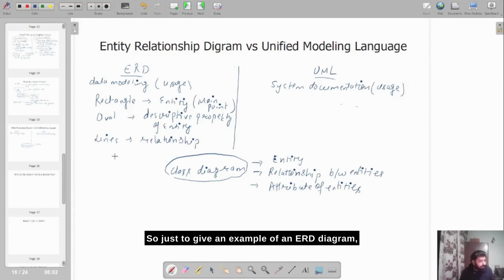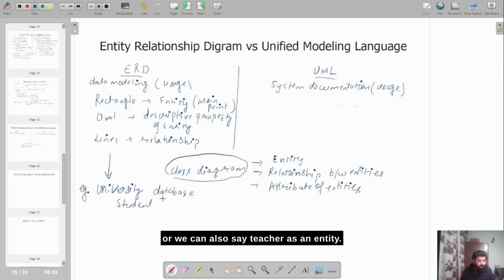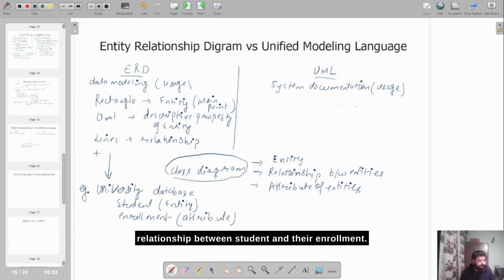So just to give an example of an ERD diagram, it would be good to say it contains a university database. So I'll just write example here. The example would be university database, and in the database I can say student as an entity, or we can also say teacher as an entity, but let's take student right now. Student as an entity, and then their enrollment as the attribute, and then there would be lines which show the relationship between student and their enrollment.